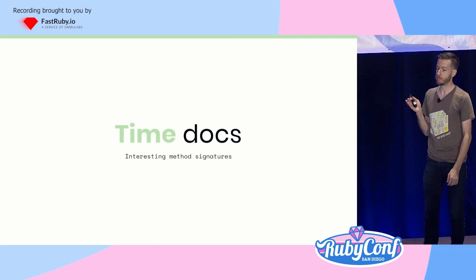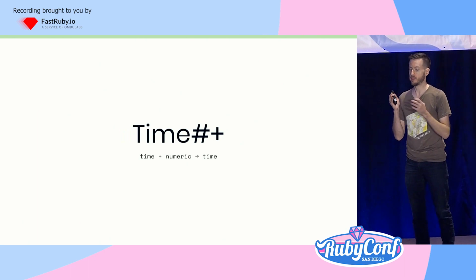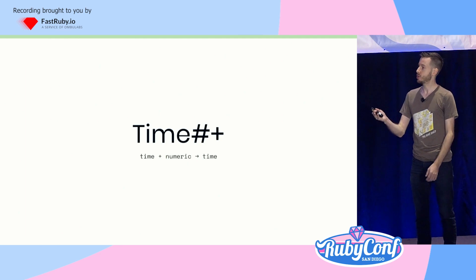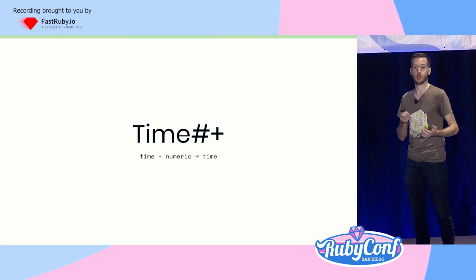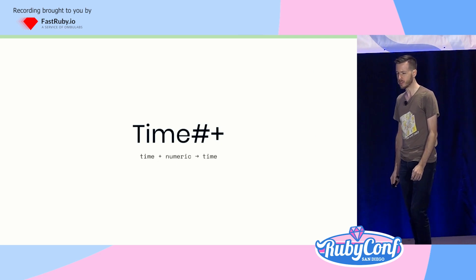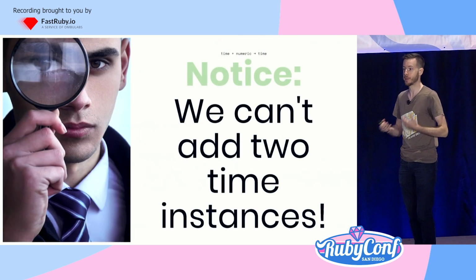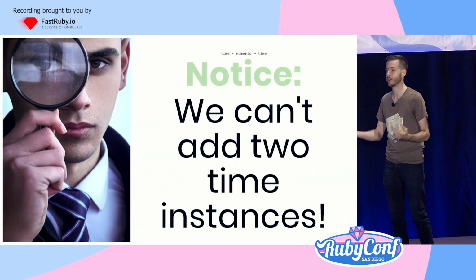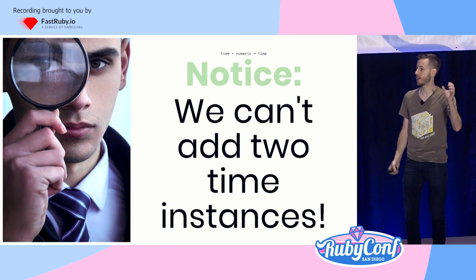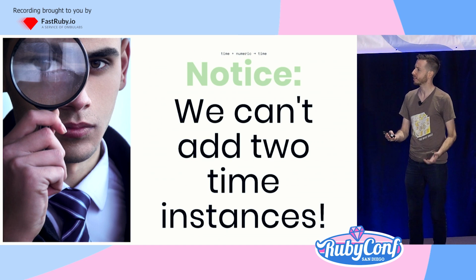Starting with a Time plus operator. So the plus operator has a signature that says you take a time and you add it to a numeric value, that is a float or an integer, and what we get back is a new time value. First thing to notice, we can't add two time instances. And that would have been my first assumption. You're looking at the Time library, plus operator, you probably think time plus a time, get back a new time. But that's not the case here.